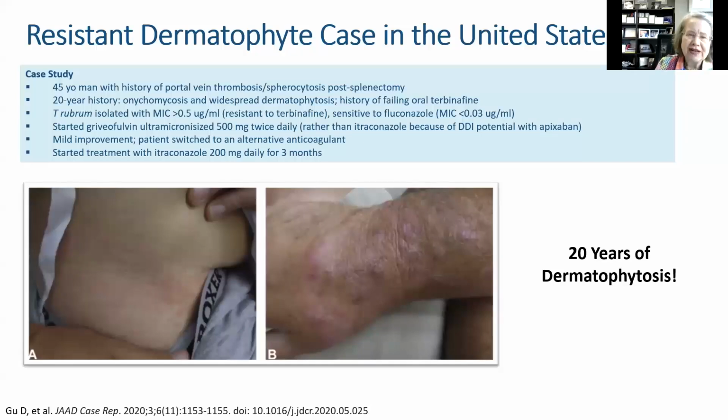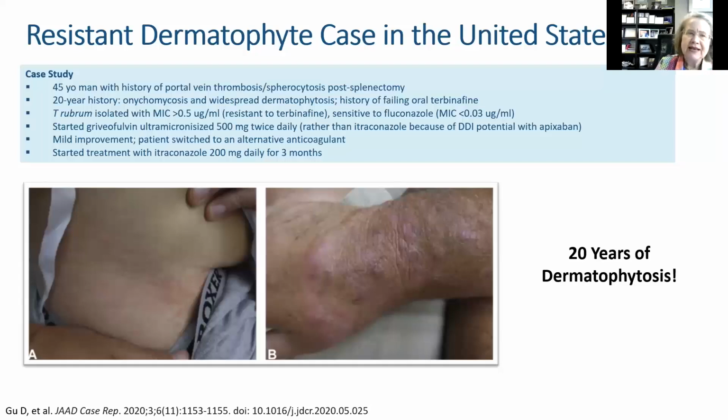So when we officially got back that his Trichophyton rubrum was resistant to terbinafine, but it was sensitive to fluconazole, itraconazole, and griseofulvin, we elected to give him griseofulvin. Again, the cardiologist did not want an azole. That did not work so well. He got teeny better, but nothing to write home about. So finally, we switched around his drug. He was put on another anticoagulant. He was able to go on itraconazole. He took it successfully for 3 months.